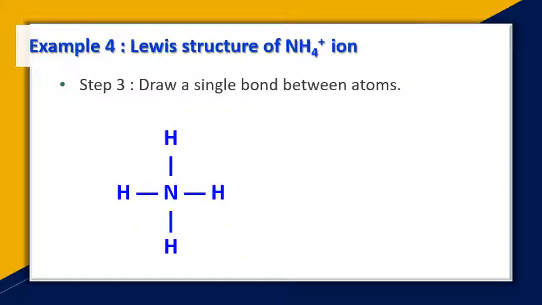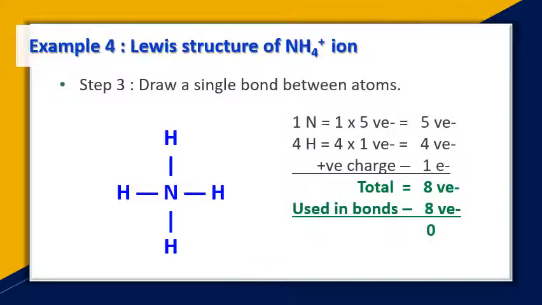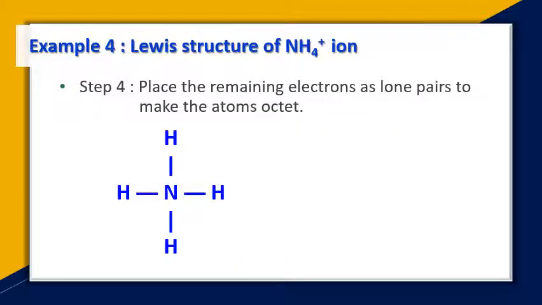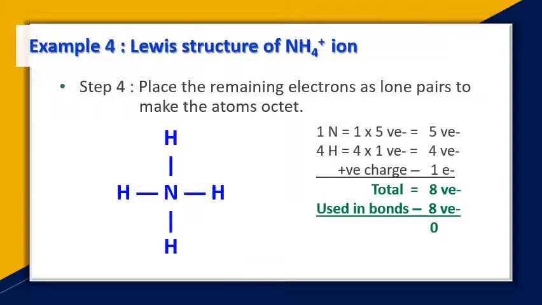Next, draw a single bond between the atoms. From 8 valence electrons, we have used up 8 valence electrons to form the single bonds. Therefore, no more electrons remain. Since there are no more remaining valence electrons, there are no lone pairs on the atoms.